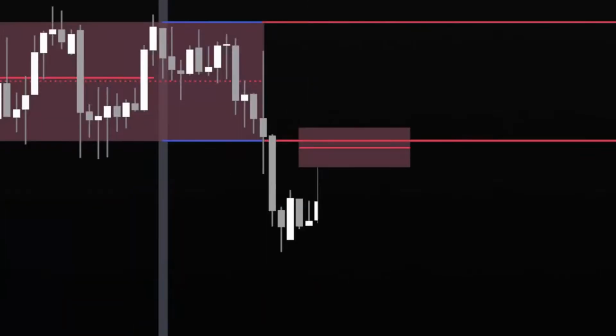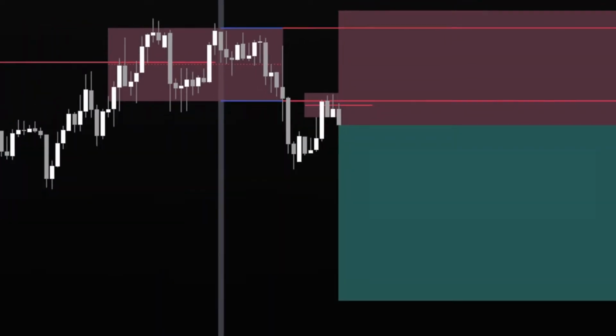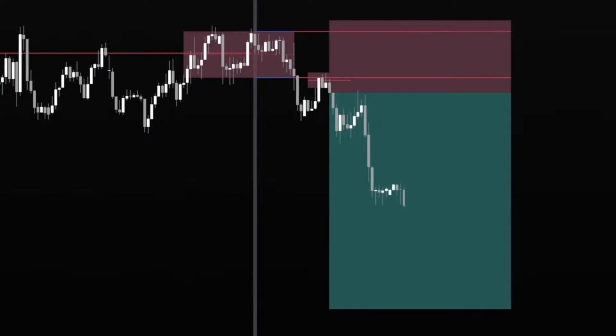From here, we simply wait for price to retest and reject this imbalance, as it does in this case. That's our entry trigger. Stops go just above the imbalance, and we aim for a clean 1-to-3 risk-to-reward ratio.